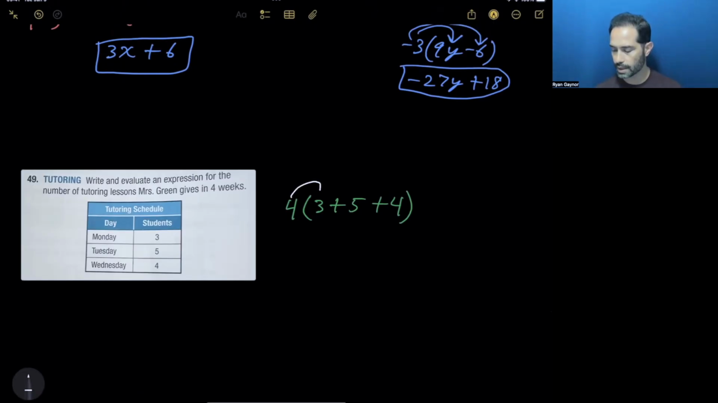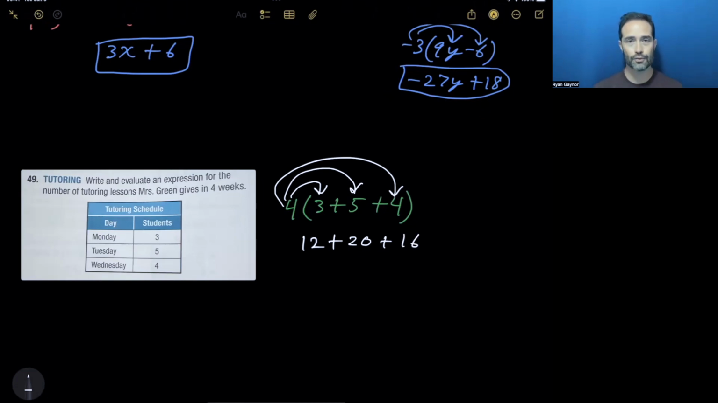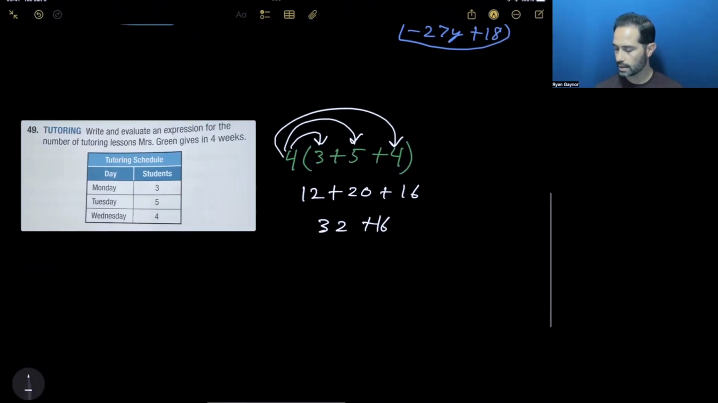So we have 4 times 3, and that is 12. We have 4 times 5, and that is 20. And then we have 4 times 4, and that is 16. 12 plus 20 is 32, plus 16 is 48 students. We need to write that because it's a word problem.